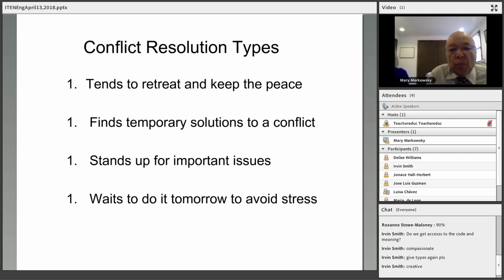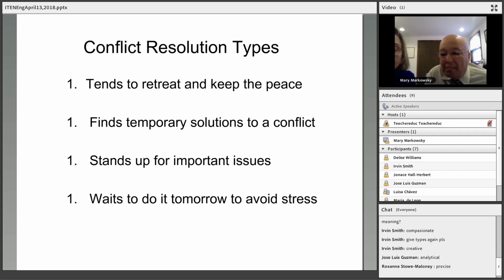Who stands up for important issues of the four? Which predominant personality type would say it's important that we do what's right, stand up for the issues? Again, we already did compassionate, we already have creative. So all that's left is analytical and precise. Jose. Jose, you got it. All right.